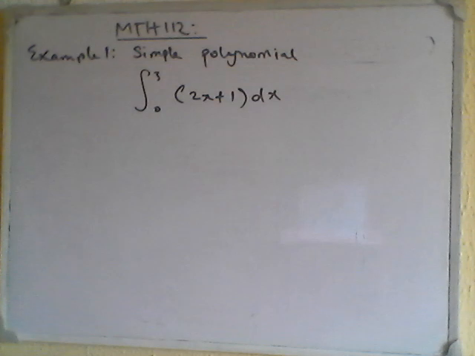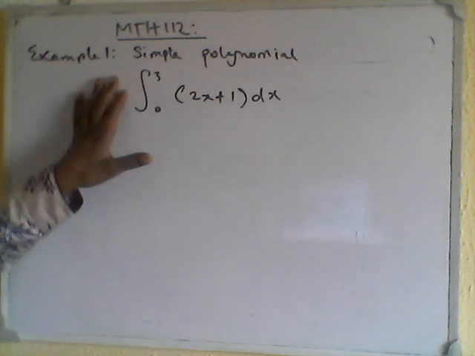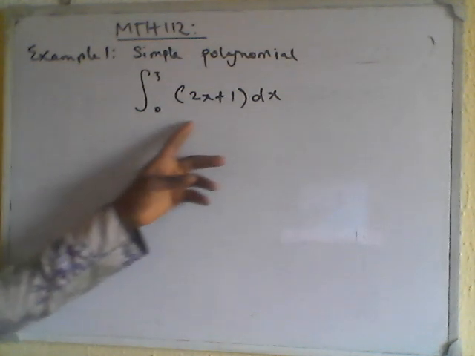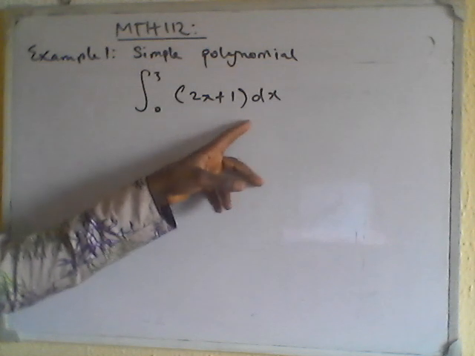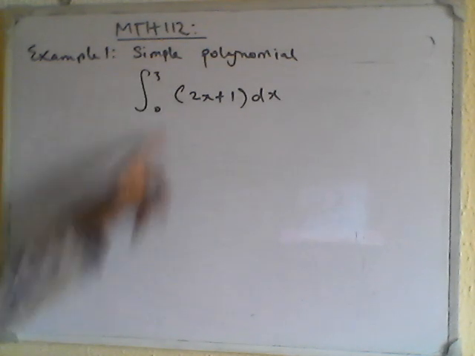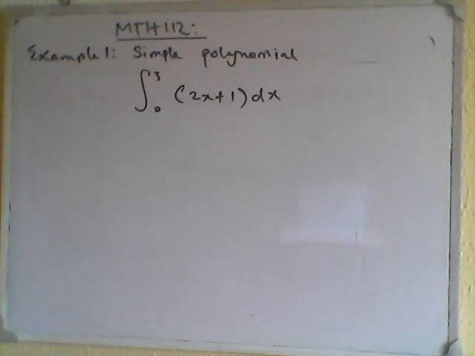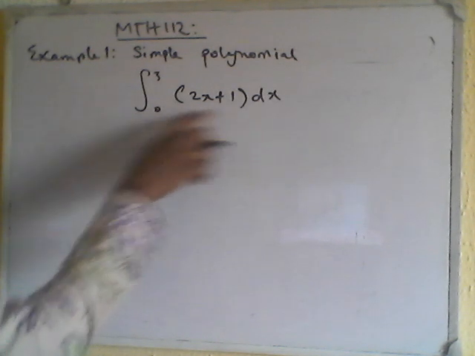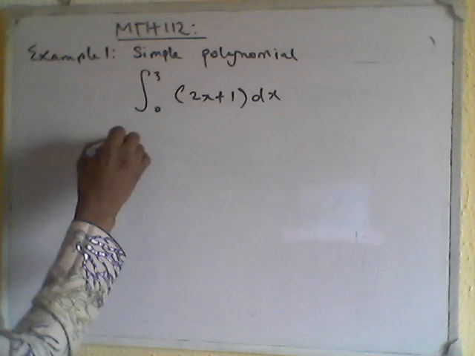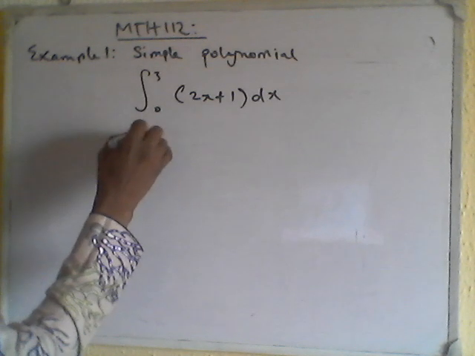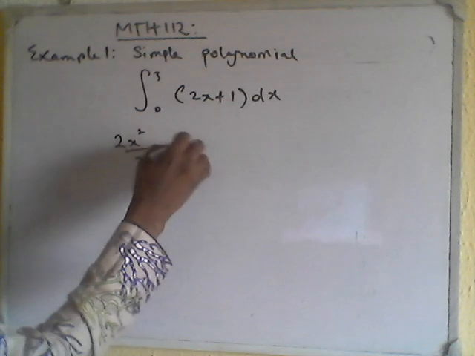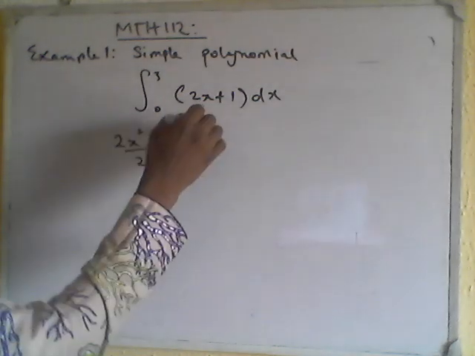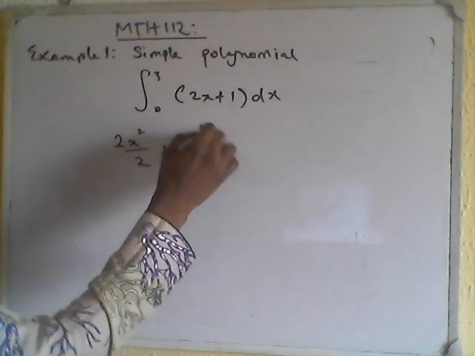So for evaluating definite integrals, I might have a simple polynomial on the board, and it says that we should find the integral of 2x plus 1 dx bounded by these two limits. Okay, so the first thing to do is to integrate. Integrating means find the antiderivative. So to integrate this, I have 2x raised to the power 2 all over 2 plus x plus c. Okay, I'm not putting c now because I have a limit. So I now put my limit sign and put 3 and 0.